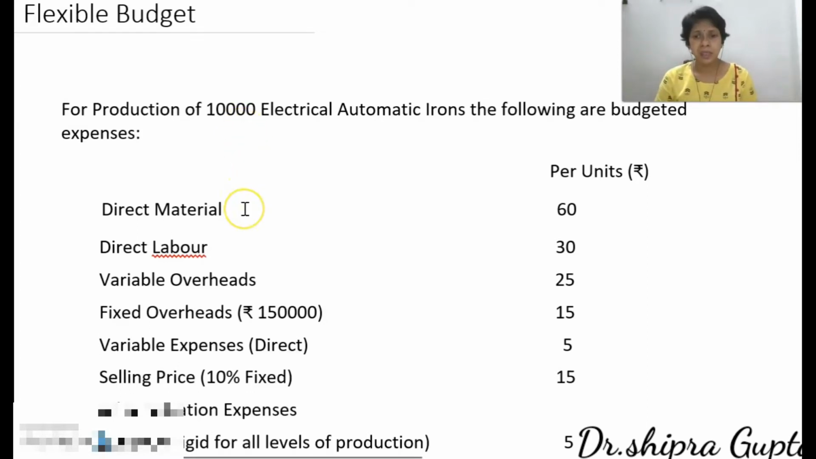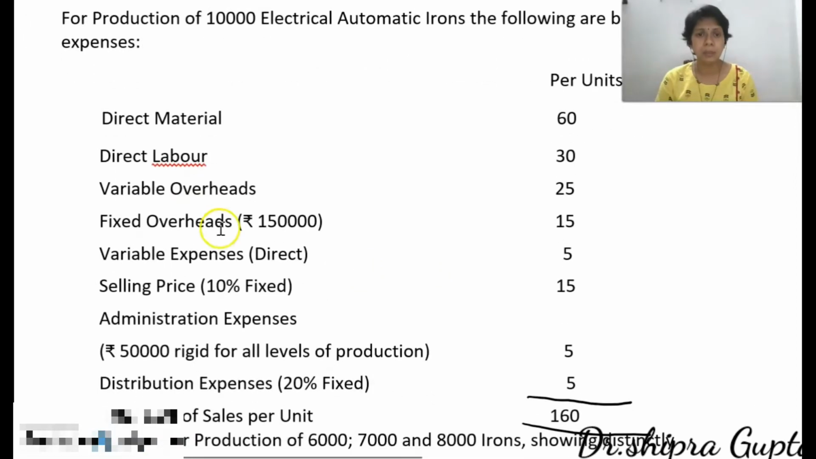Here direct material is given. This is a variable cost expense. Direct labor is 30 rupees per unit. Variable overhead is variable in nature. Fixed overheads are rupees 1,50,000, which means 15 rupees per unit. It means these items are all of fixed nature in total, so we will include them in the fixed category. Variable expenses go in the variable category.